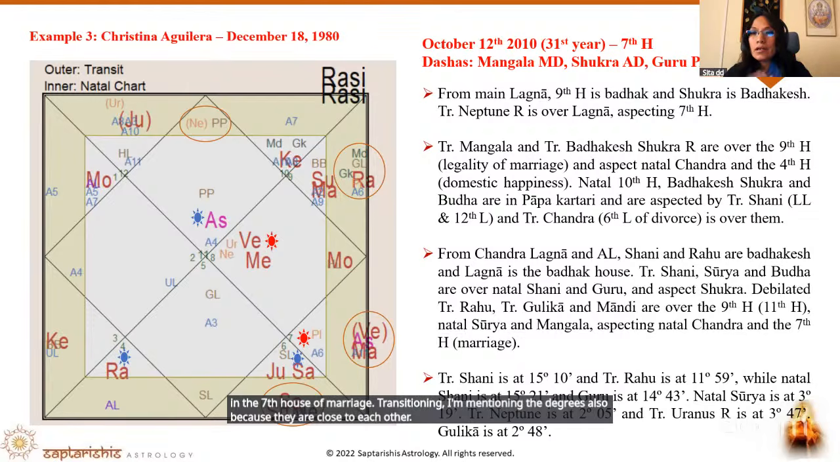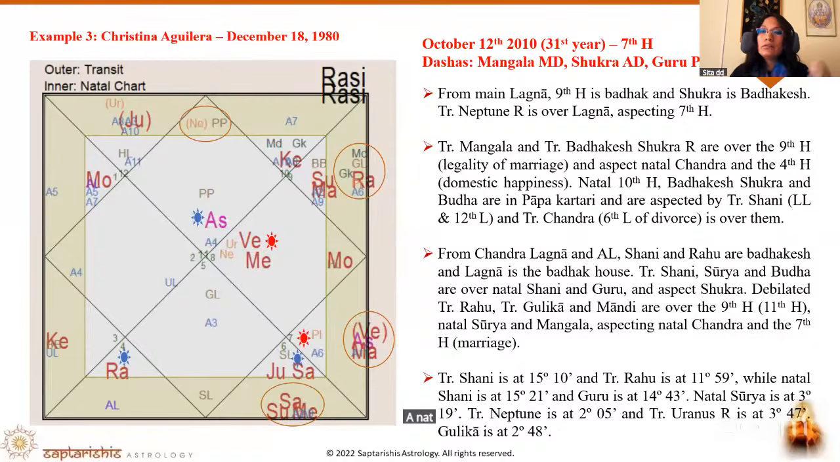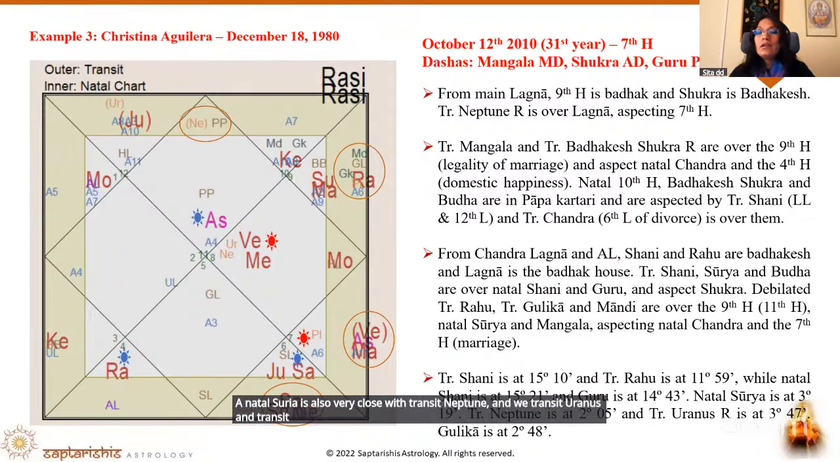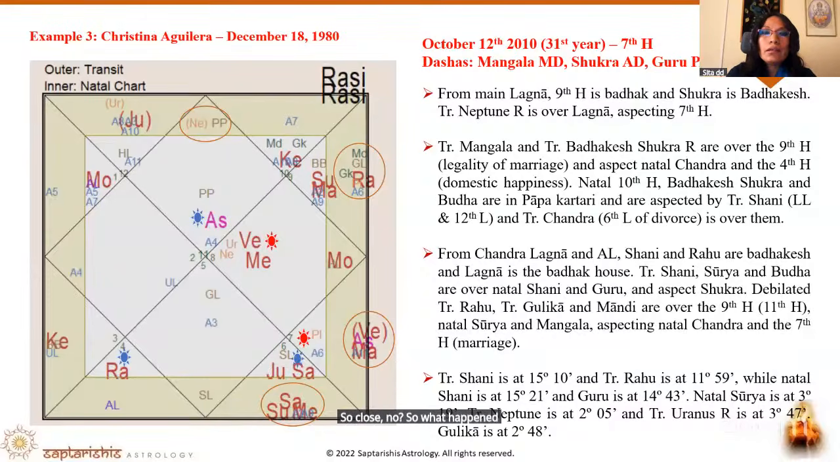Transit Shani with transit Rahu are very close to Shani in the natal, in Guru. And natal Surya is also very close with transit Neptune and with transit Uranus and transit Gulika. So it's so close, no? So what happened in her case?